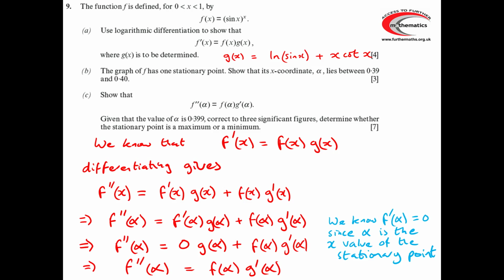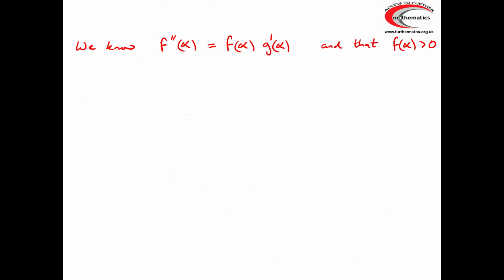I've got the final part of part C still to do. We know that f''(alpha) is f(alpha) times g'(alpha), and we know that f(x) is always positive for any value of x lying between 0 and 1, so we're quite certain that f(alpha) is positive. Right, we're going to have to think about what this g'(alpha) might be. Well, we know that g(x) is the logarithm of sin x plus x cot x. So we've got a bit more differentiation to do.